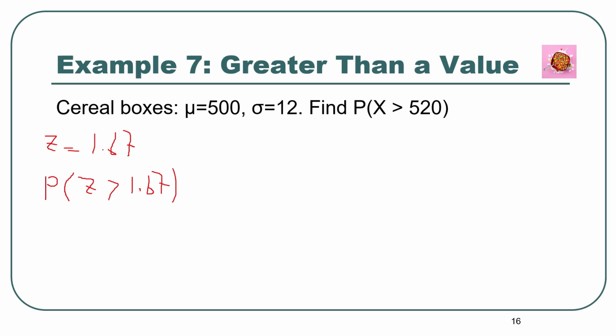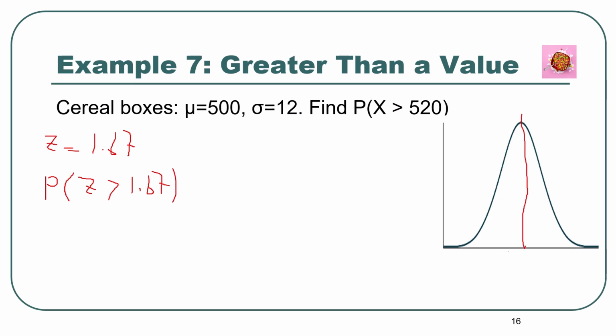This is a right tail area. So on my graph, I want to find this area. However, my table cannot give me this area directly. It will give me the left area, and then I need to subtract it from 1 to get my target area. So I'm going to enter my table with that standard value, 1.67, and read the associated area.